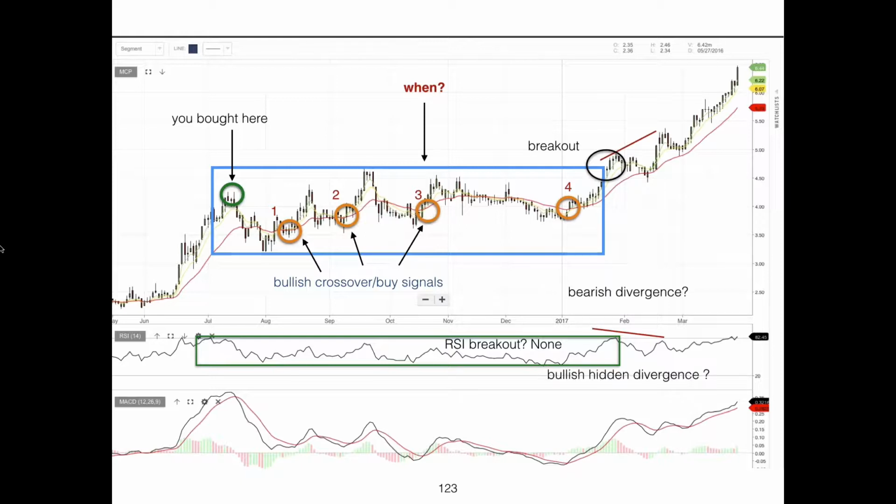Now there's another signal that conflicted in this picture. There is also a bullish hidden divergence. Now a bullish hidden divergence happens in a trending market that signals that prices will continue to go up. Here's your bullish hidden divergence. The RSI made lower lows and price made higher lows. This signals a continuation in trend.